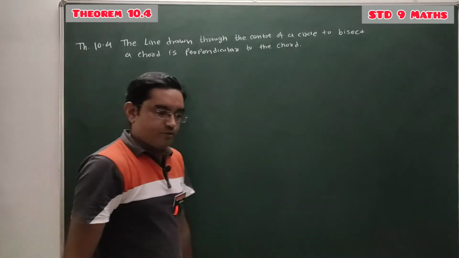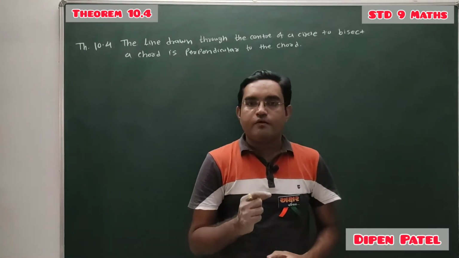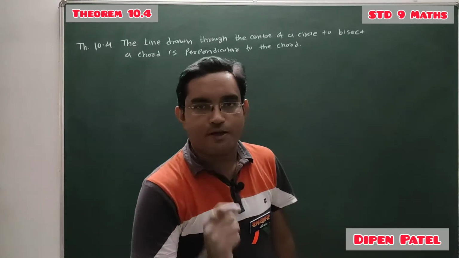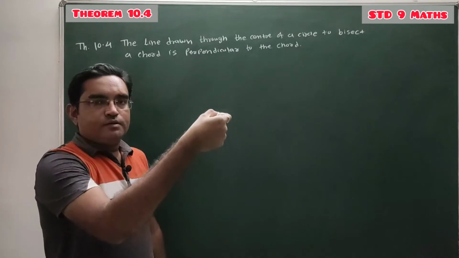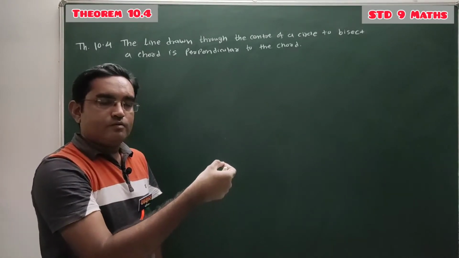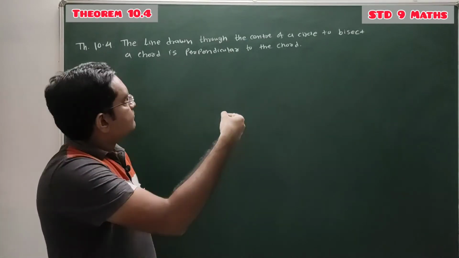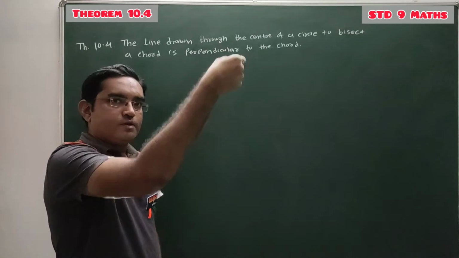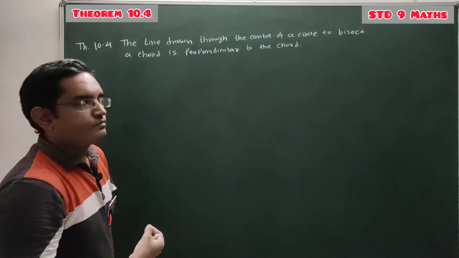Okay students, now theorem number 10.4. Theorem number 10.4 is the converse of theorem 10.3. What we have proved in theorem 10.3? A line, or we can say perpendicular, drawn from the center of the circle bisects the chord.